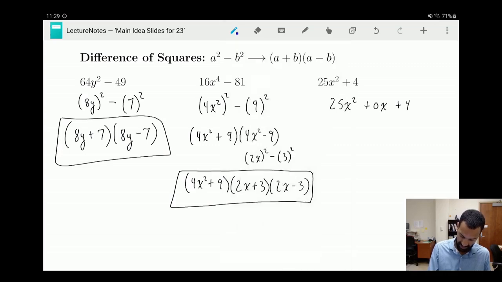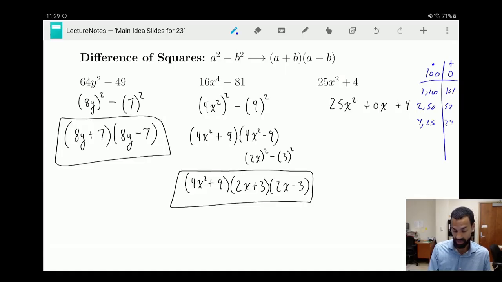I need two numbers that multiply together to be 100. 25 times 4 is 100. But add together to be 0. That's not going to be possible, right? 1 and 100 will add to 101. 2 and 50 will add to 52. 4 and 25 will add to 29. You'll notice a big problem here.